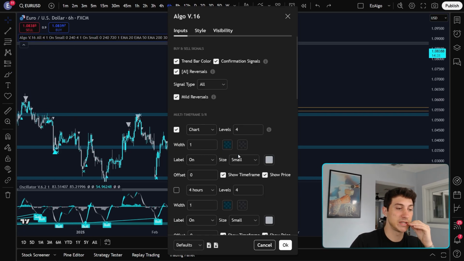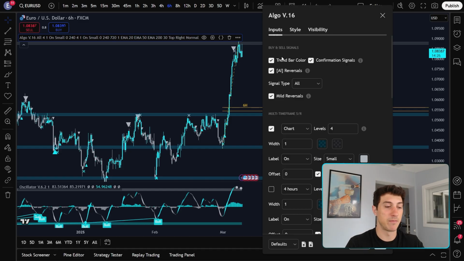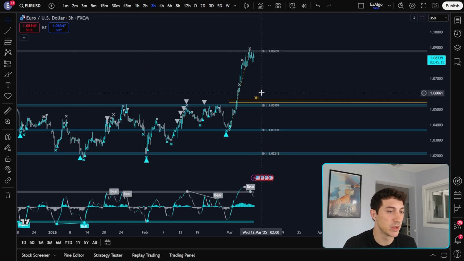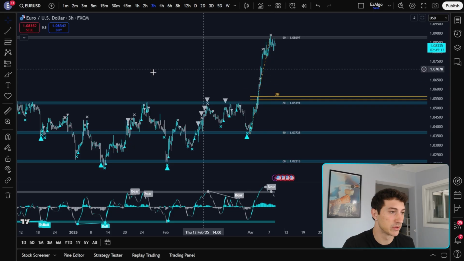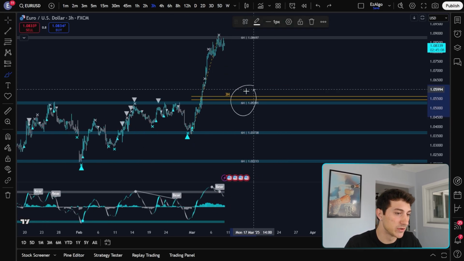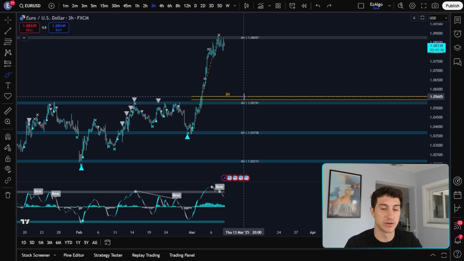So we also have a multi-time frame feature with these support and resistance levels, meaning you can be on a lower time frame and use higher time frame levels. So the great thing about this algorithm is how easy it is to find trade ideas. Like I don't even trade Forex. I can just load up Euro USD. I have these 6-hour levels on my chart while I'm on the 3-hour time frame, and I can clearly see levels that I want to take trades at. Right, instantly. There's no thought involved.